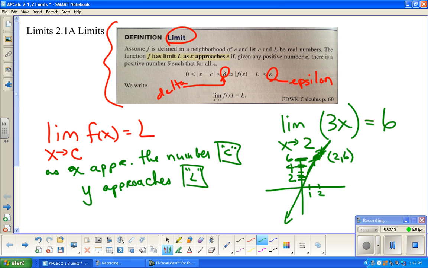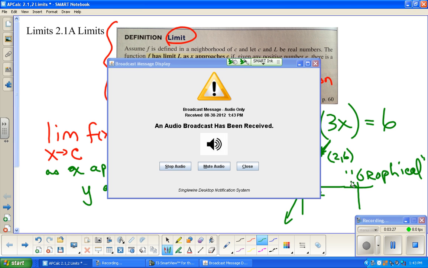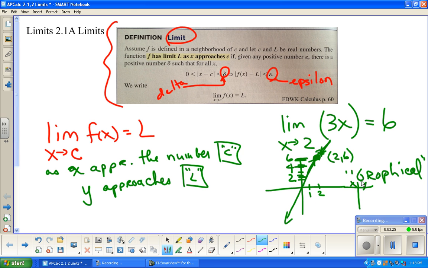Now that was kind of a graphical explanation. Another way to do it would be to look at a little table of values. So maybe I have 1, 2, 3, and I'm talking about 3, 6, 9. As I approach the x value 2 from that way, the y value is approaching 6. From that way, the y value is approaching 6. So again, that's a numeric approach.